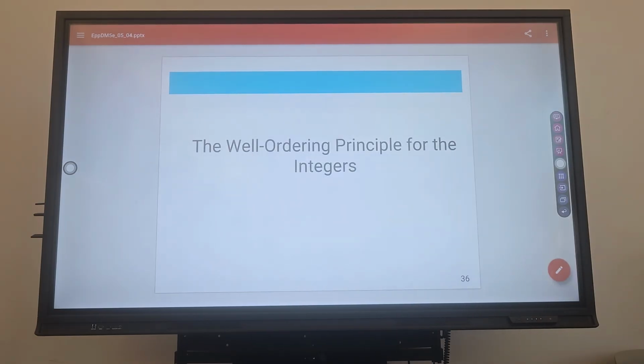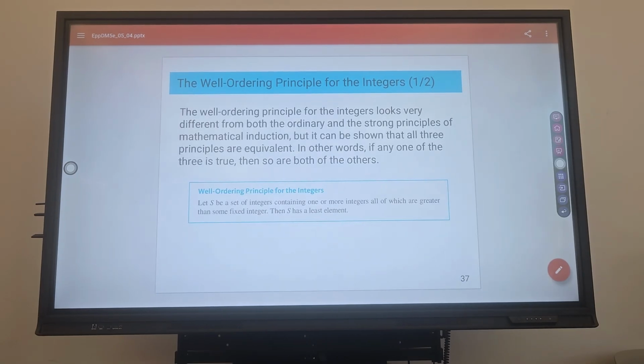Jumps right into the well-ordering principle for the integers. The well-ordering principle for the integers looks very different from both the ordinary and the strong principles of mathematical induction, but it can be shown that all three principles are equivalent. In other words, if any one of the three is true, then so are both of the others. The well-ordering principle for the integers: let S be a set of integers containing one or more integers, all of which are greater than some fixed integer. Then S has a least element, a smallest element.